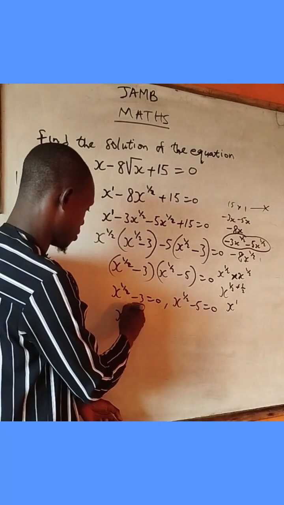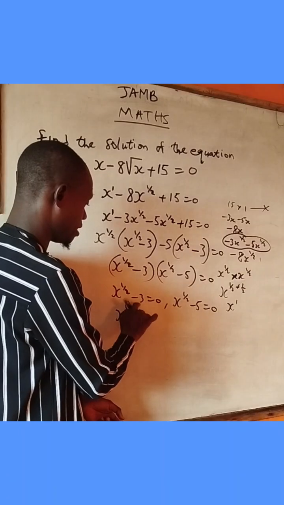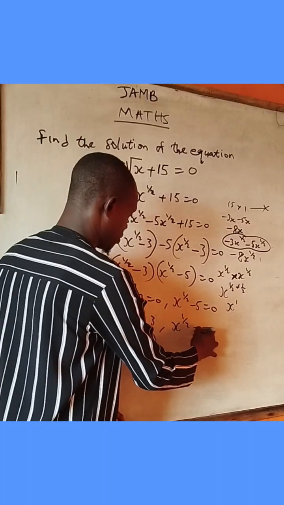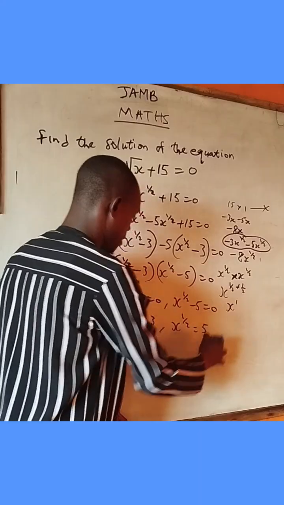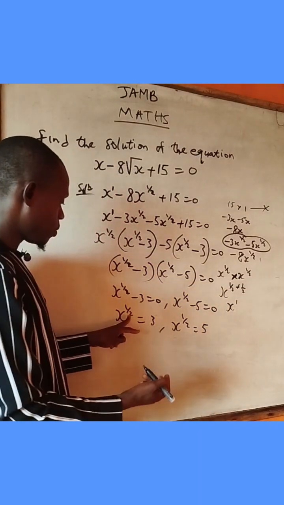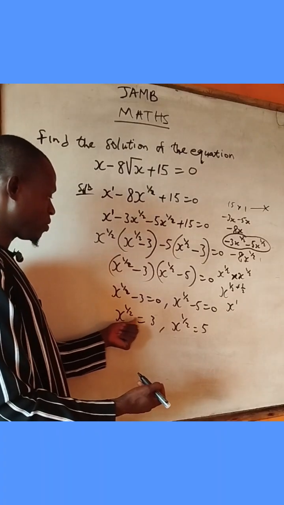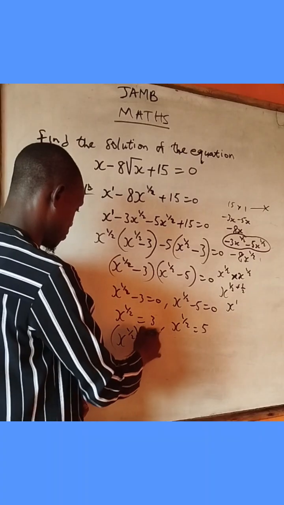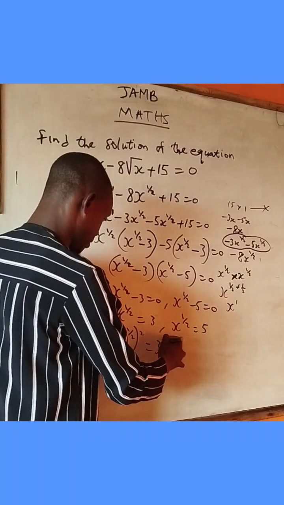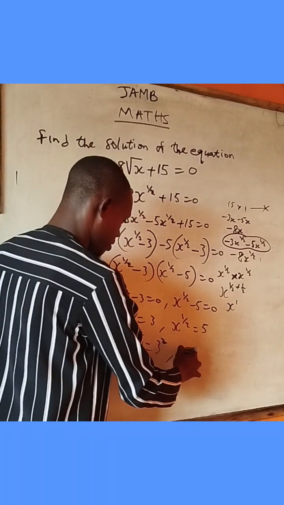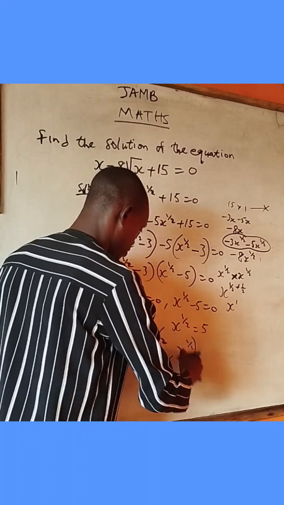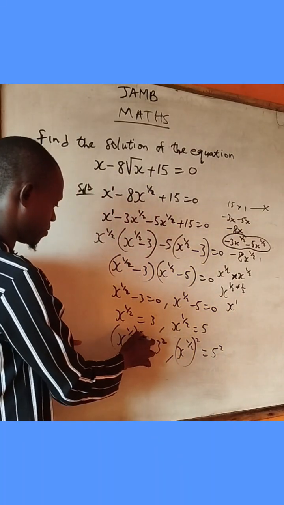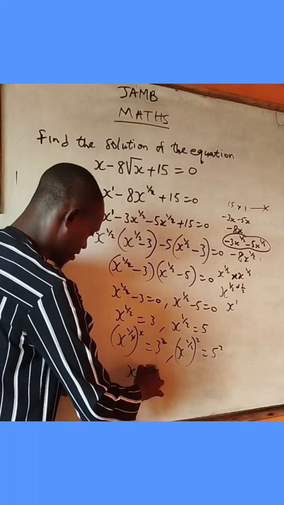So we have x raised by 1 over 2 is equal to, take this minus 3 outside here, we have 3, comma, x raised by 1 over 2 is equal to, take this minus 5 outside here, we have 5. So this one, if we square both sides, we have x raised by 1 over 2, everything squared, is equal to 3 squared, or x raised by 1 over 2, everything squared, is equal to 5 squared. So this square, we cancel this. x raised by 1 is still the same thing as x.